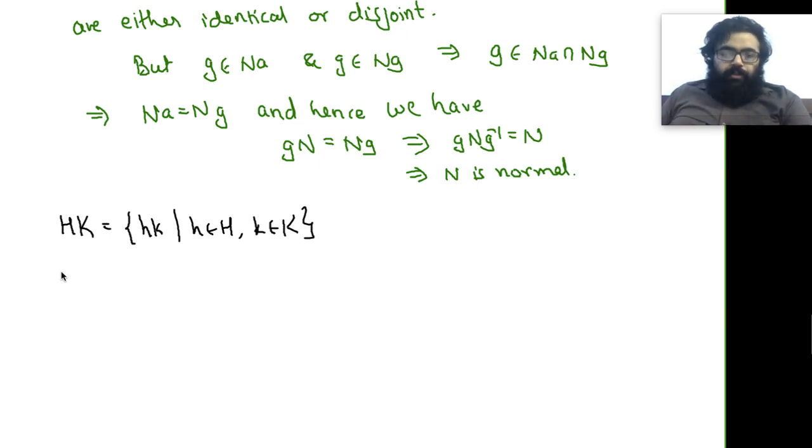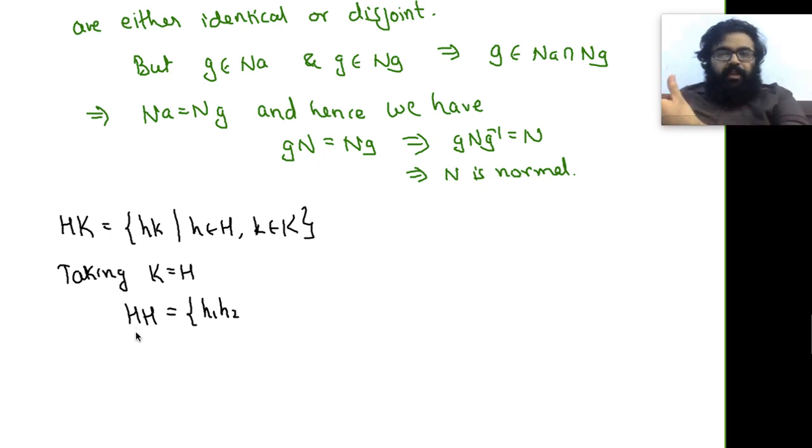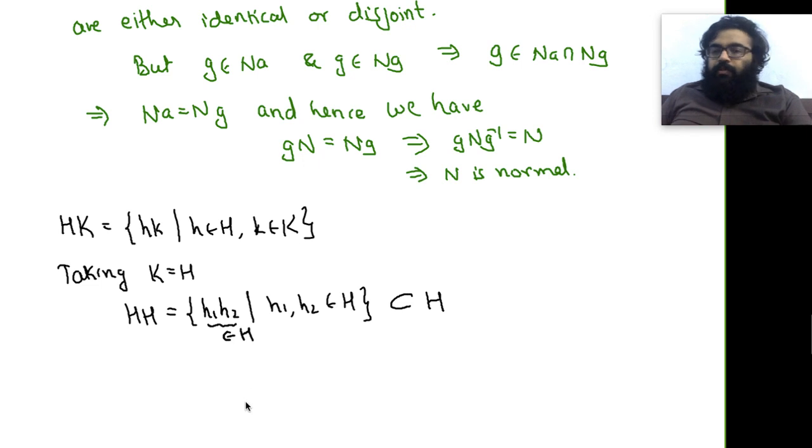Now what if you take K equals to H? Taking K equals to H, what will come? HH. Will it be H square? Let us see. HH will be like h1 h2, not h square. There is a difference: the first element is coming from here, the second from there, so it is not h square. Even two different elements can come. So h1, h2, such that h1 and h2 both belong to H. Because H is a subgroup, this is a subset of H. So it's not H square; it is a subset of H because H is a subgroup.